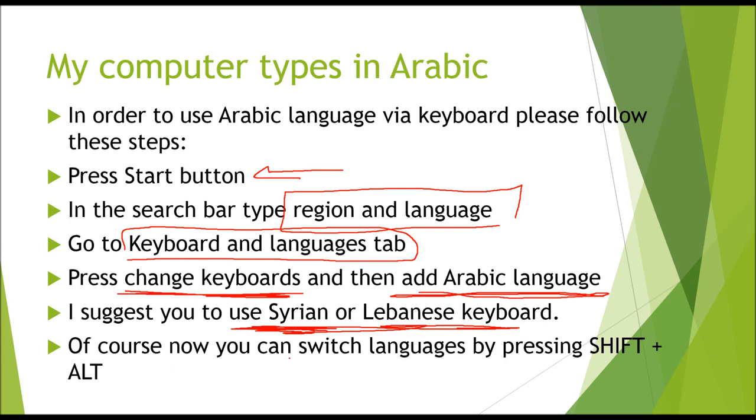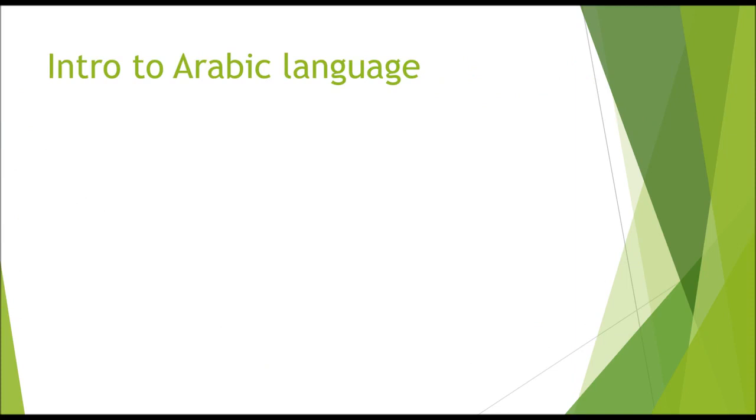And then you can switch the languages by pressing Shift plus Alt. When you press both buttons at the same time, Shift plus Alt, you will be able to switch language from, for example, English to Arabic, etc. If you still have no idea how to do that, please let me know and I'll follow up with you and tell you how to do this step by step.